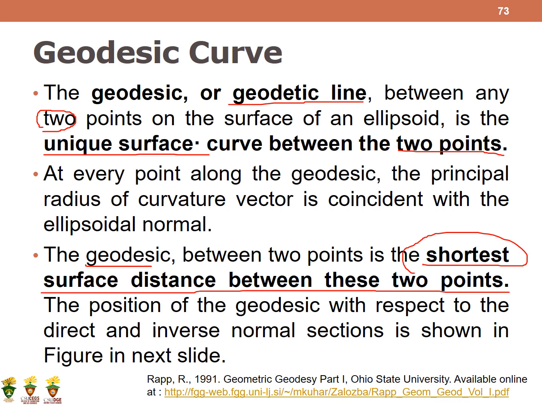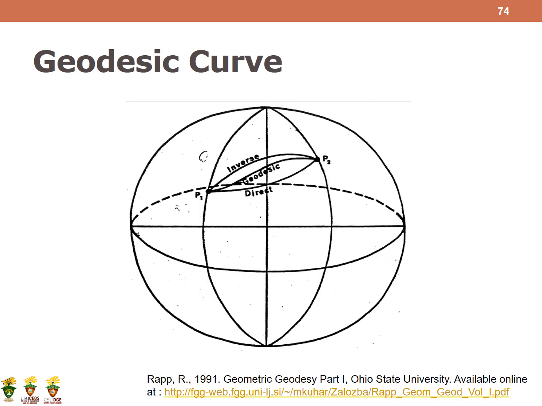The position of the geodesic with respect to the direct and inverse normal sections is shown in the figure in the next slide. This one is direct, P1 to P2, and the inverse goes back, P2 to P1. So this is the other normal section. Therefore the geodesic is this one.